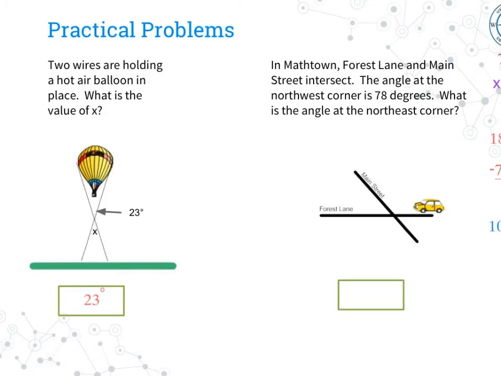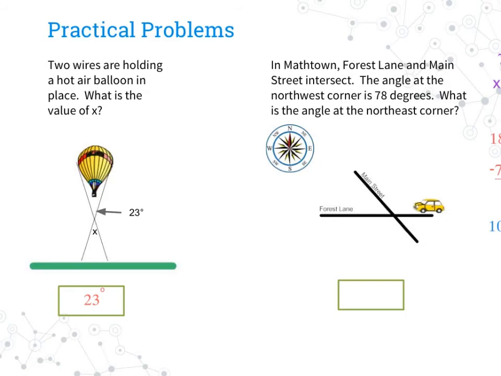Next one says in Math Town, Forest Lane and Main Street intersect. The angle at the northwest corner is 78 degrees. What is the angle of the northeast corner? So where we mess this up most is we're not really sure where the directions are, northwest, northeast. So I'm going to take out my little compass here to let me know which is northwest, northeast, etc. So since I'm looking for northwest, I notice that that's at the upper left-hand corner.